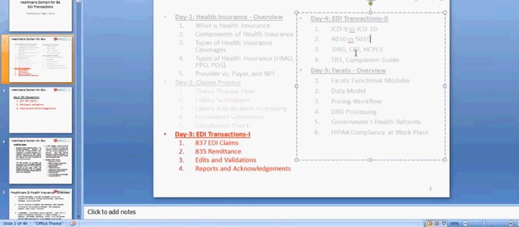Okay. So the current project, if you happen to go to a 5010 conversion project, so this class would be important to you to understand the 5010 format. So fully we'll be talking about the 5010. That's our next session. And the final session would be on the facets, the data model, and the pricing methodology.